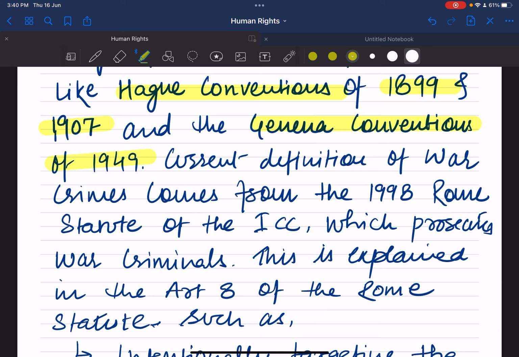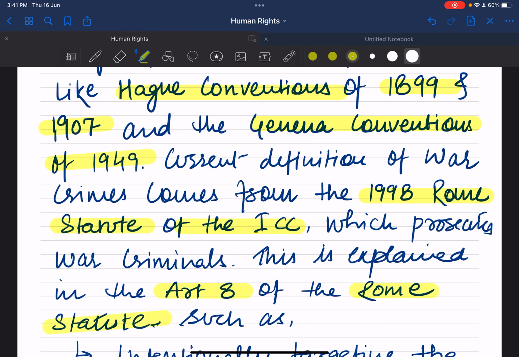Current definitions of war crimes come from the 1998 Rome Statute. That means war crime is drawing its laws and rules from the 1998 Rome Statute of the ICC. When was the ICC established? 2002, right? The ICC is based on the Rome Statute, which was established in 1998, and it prosecutes war criminals. This is explained in Article 8 of the Rome Statute.